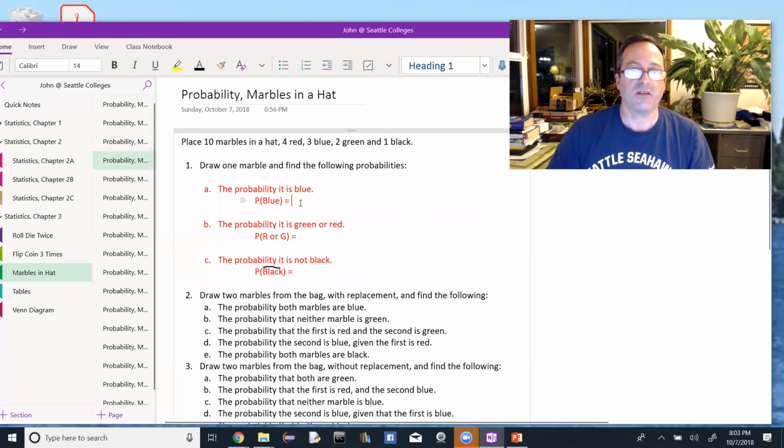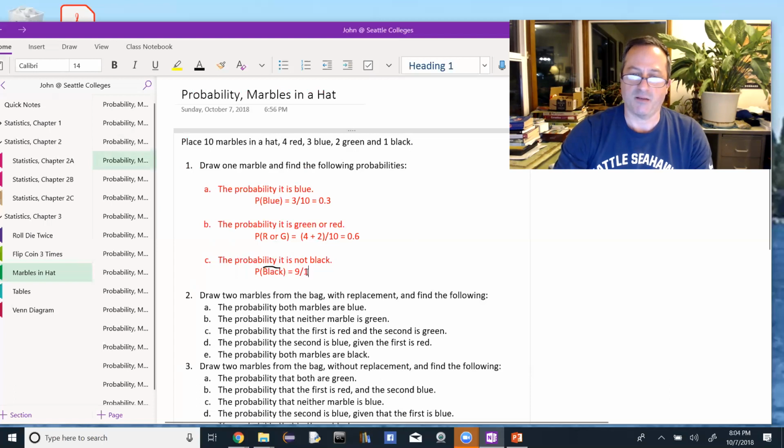So the probability it's blue: well, there are 3 blue marbles out of 10. I can leave it as 3/10, or I can change it to a decimal, 0.3. Probability that it is green or red: I have 4 reds, and I have 2 greens. I can add that up, giving me 6 out of 10, or 0.6.